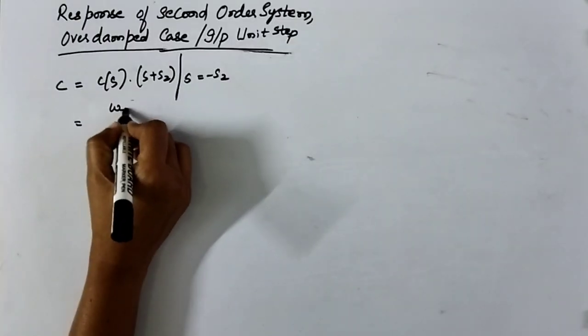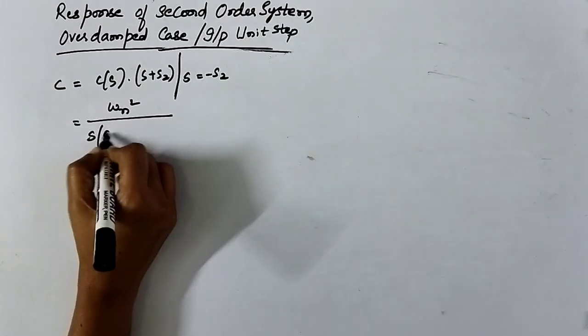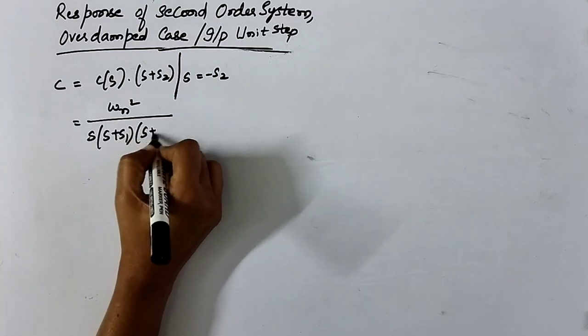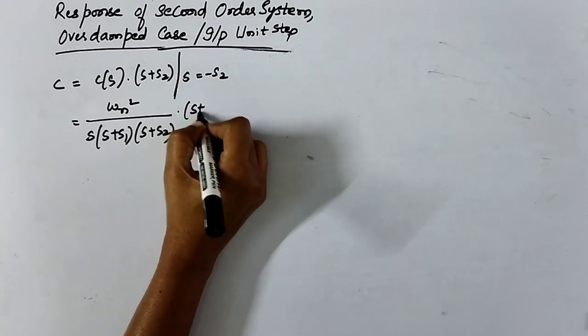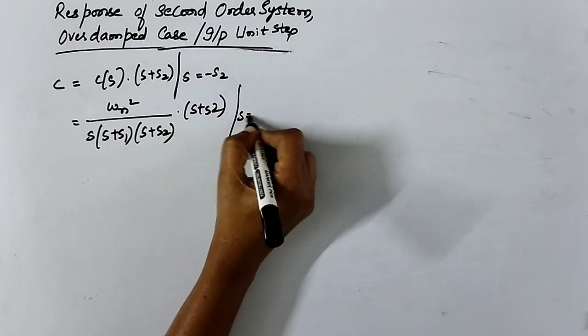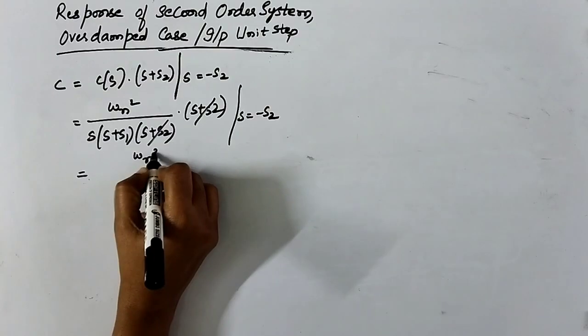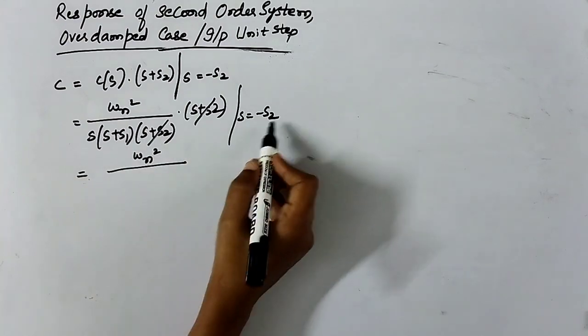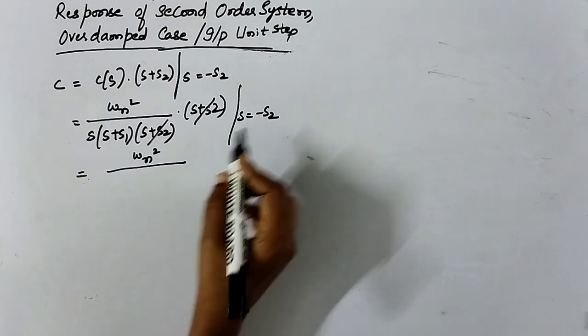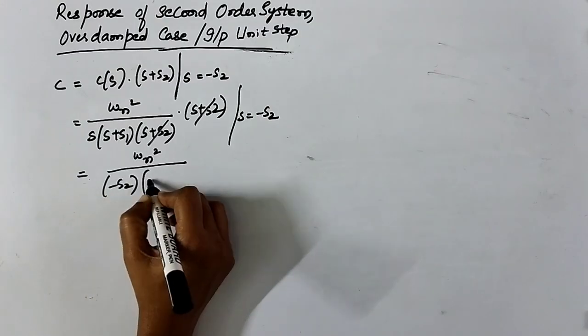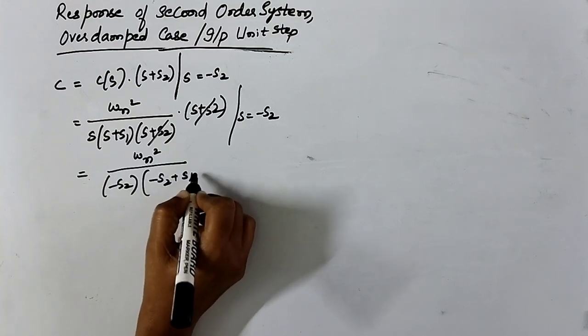C of s is omega n square by s into s plus s1 into s plus s2, into s plus s2 for s equal to minus s2. Okay, now this got cancelled. We are left with omega n square by s into s plus s1. We are replacing s with minus s2. So we are left with minus s2 into minus s2 plus s1.